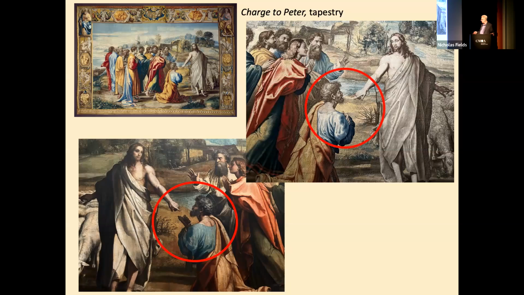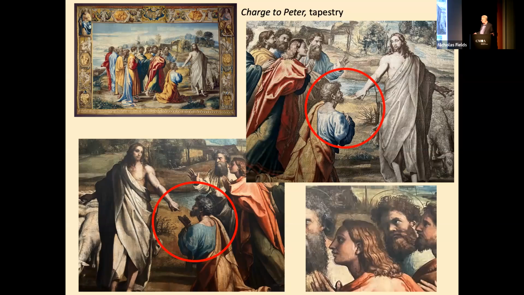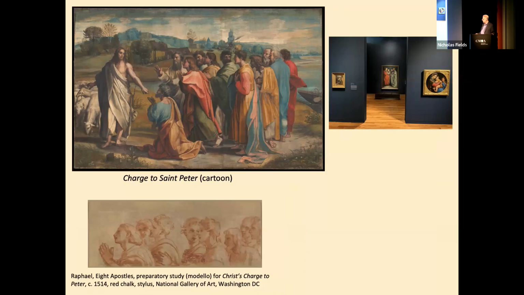And then I just show a detail to reinforce the fact that the cartoons have the halos, the Vatican tapestries do not. This is a detail showing a halo of one of the figures.